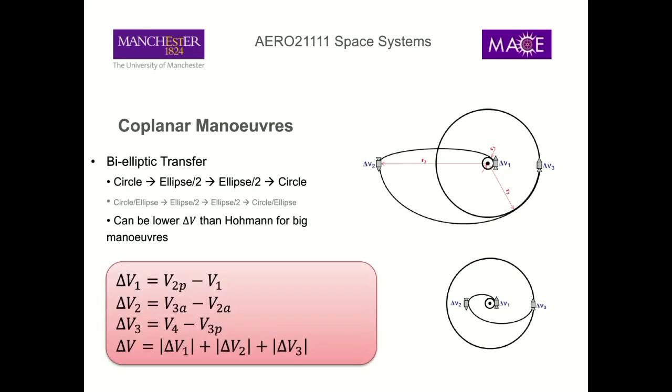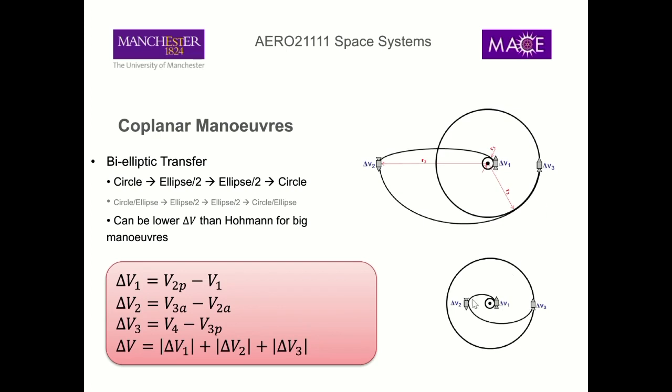looks a little bit like this. I'm not going to go through this in detail. It's in the notes if you want to go through it. But basically, instead of moving onto an elliptical orbit that touches both orbits here, you're adding an extra elliptical orbit. So in this case, you've started on your tiny circular orbit here. You're moving onto this big elliptical orbit that goes right the way out past the orbit you want to end up on. And then you move on to another elliptical orbit, which swoops you back around to get onto the orbit that you finally want to end up on.